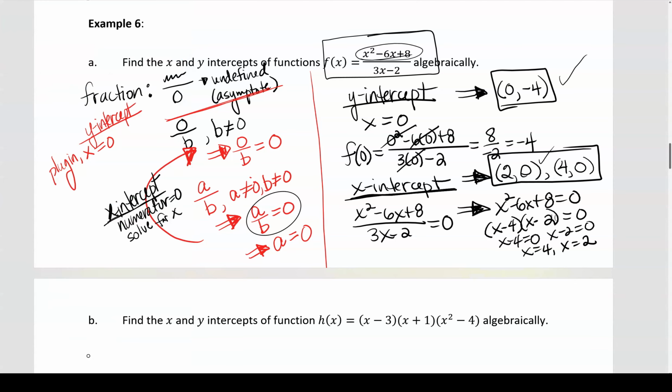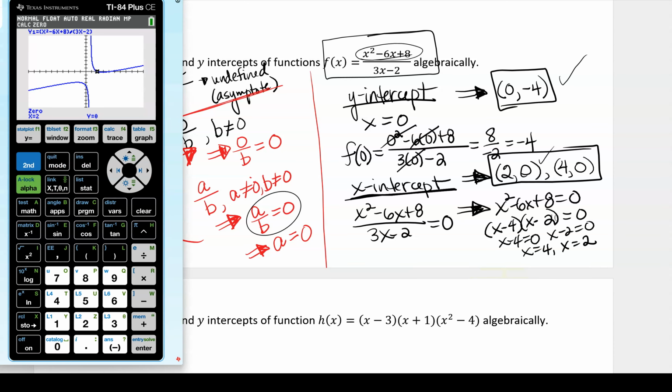There it is. And then if I want to get the other 0, I'm going to do the function again, second trace 0, number 2. And I'm going to trace till I get just to the left of where I think it's crossing the x-axis, and to the right. And my guess is at 4, 0.